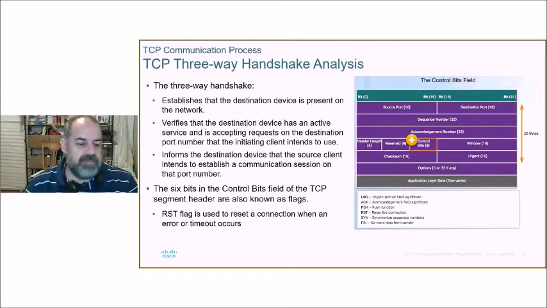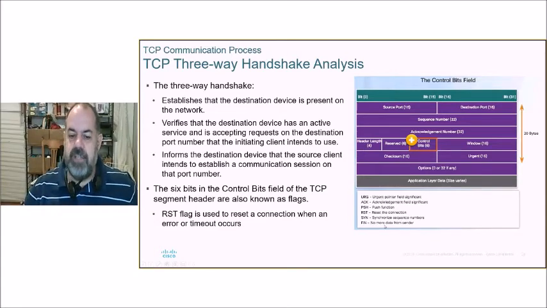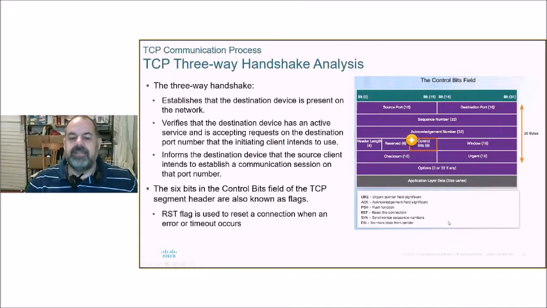The 6 bits in the control fields of the TCP segment are also known as flags. The RST flag is used to reset a connection when an error or timeout occurs. And remember there's the 6-bit field here. Each of those bits has a meaning. So there's urgent, there's acknowledgement, there's a push, there's a reset, and there's SYN and there's FIN. And that's basically all the types of flags that are needed.